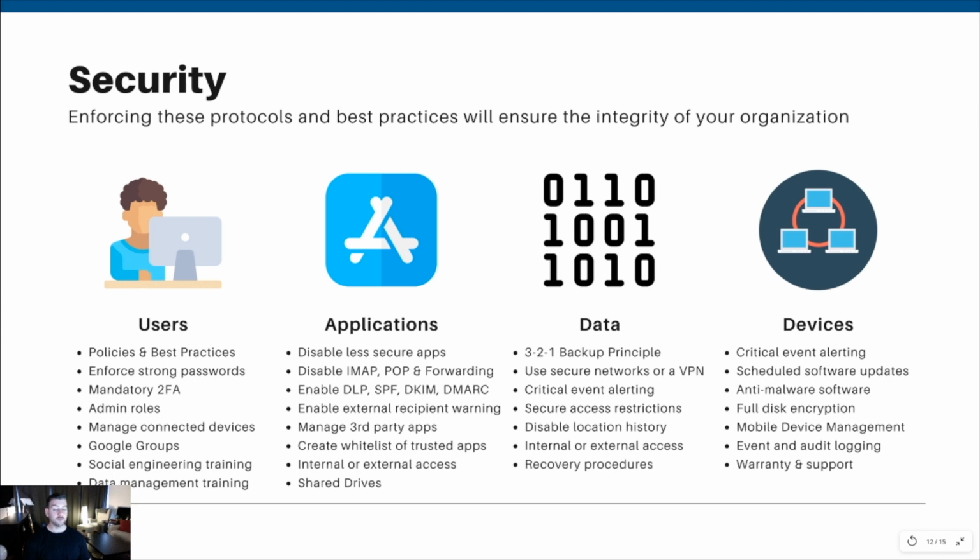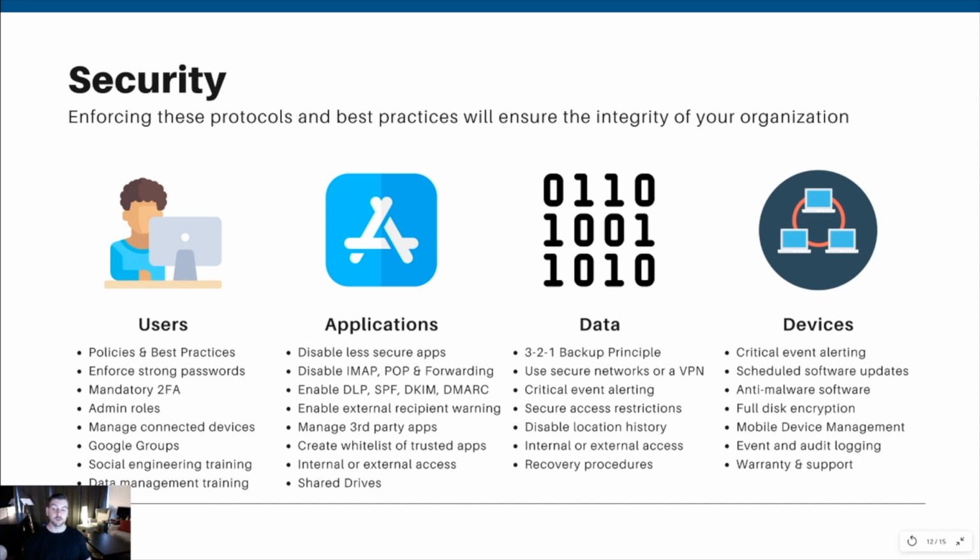You also want to make sure that while people are transmitting data over a network back and forth, such as sending an email or downloading data or syncing their information, they're using a secure network to do so, or they're at least using a VPN that they trust. We also want to make sure that you're using things like critical event alerting. Again, if someone's deleting files, modifying a budget, or signing into an account from Monaco or Morocco, we want to make sure that we're getting notifications about that. We also want to set up secure access restrictions to prevent things like that from happening in the first place. We want to be disabling location history so we're not invading our volunteers' and our staff's privacy.